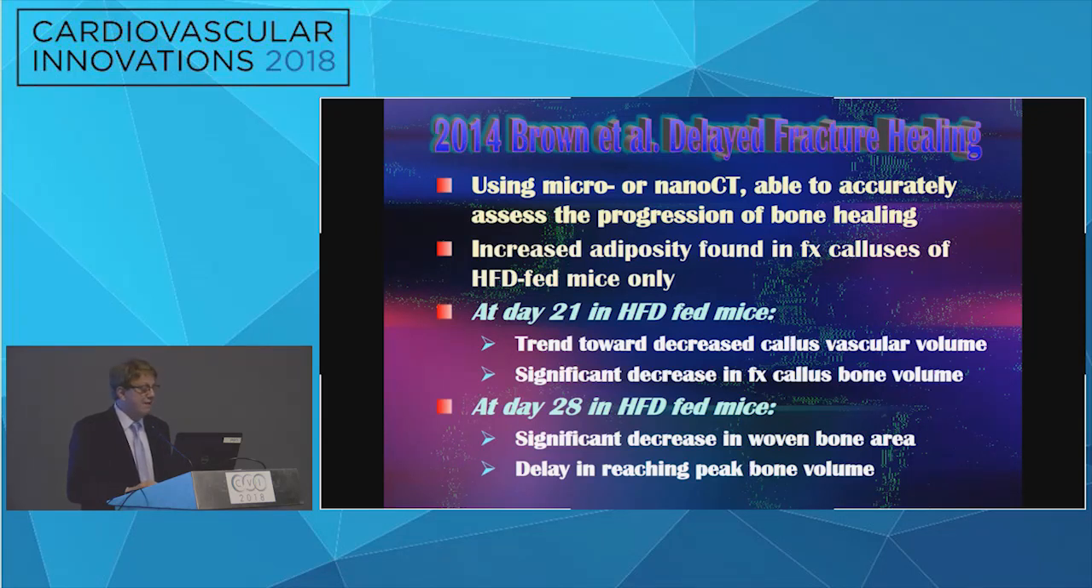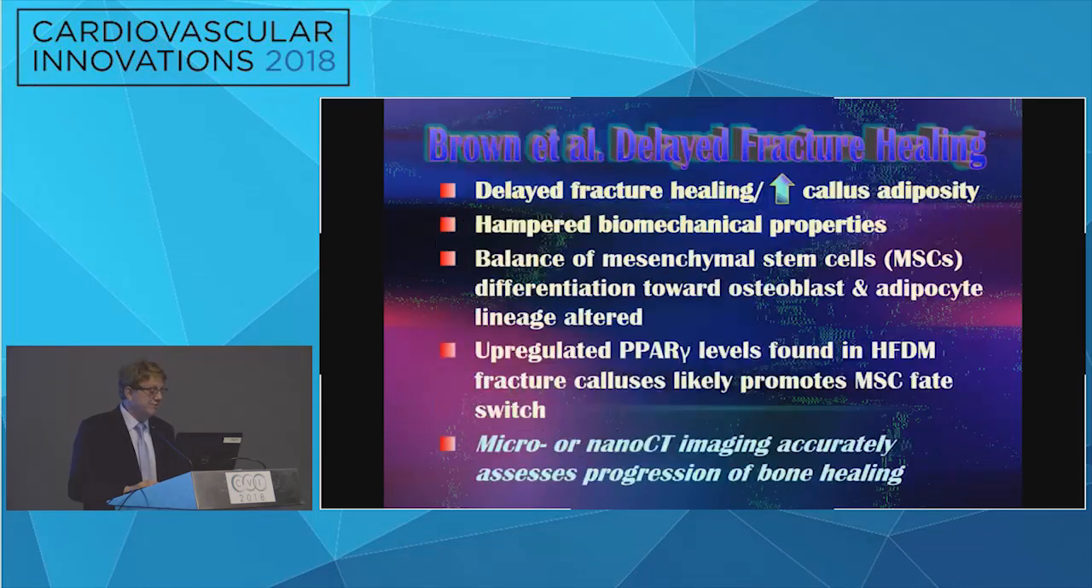And they were basically using high-fat diet, HFD-fed mice only. They saw that, compared to their normal diet mice, there was a trend at day 21 toward decreased callus vascular volume and decreased actual callus bone volume. And then they saw decreases in woven bone area by day 28. So they were able to note these changes using very fine techniques, high-resolution CT scanners. Nano-CT is not, I don't believe, something that's really commercially available nowadays, but high-resolution peripheral micro-CT, which we'll talk about, is.